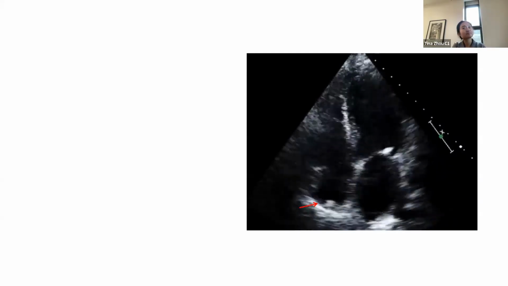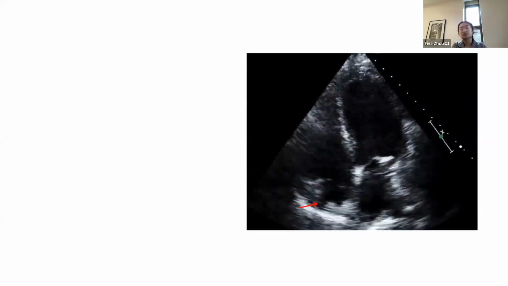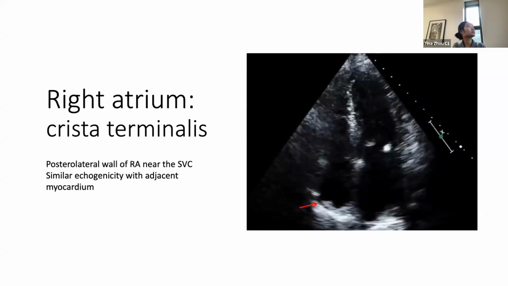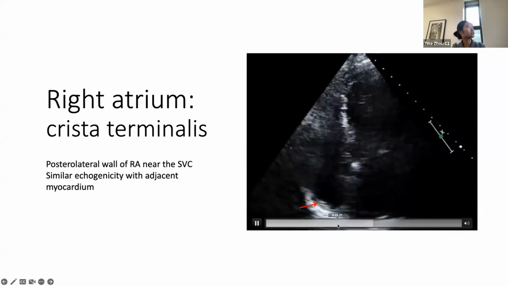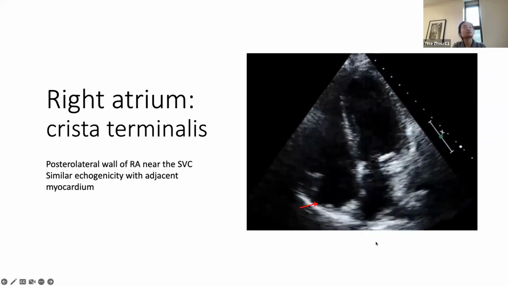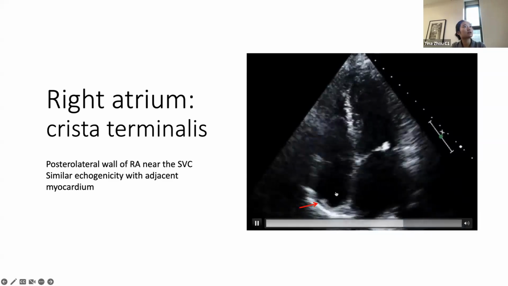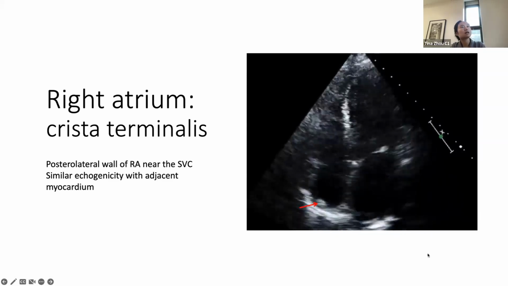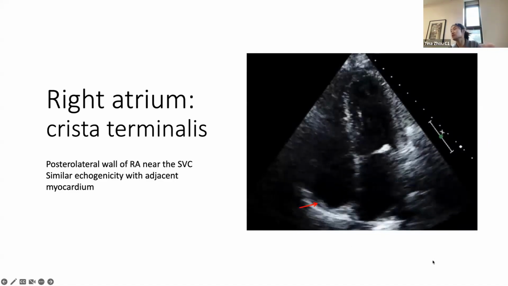Sometimes it gets confused with a tumor or clots. I won't torture you further. This is the crista terminalis. It is usually found in the posterolateral wall of the right atrium near the SVC. It typically has similar echogenicity to the adjacent myocardium. As you can see in this one, it has a regular border and looks very similar to the myocardium around it. It almost looks like there's a stalk here, which would make thrombus less likely, but it's tough to see in this view.